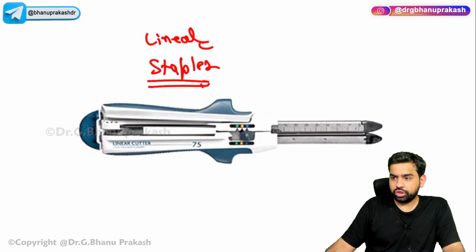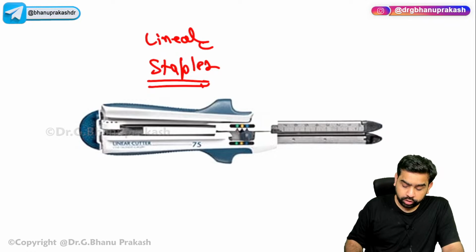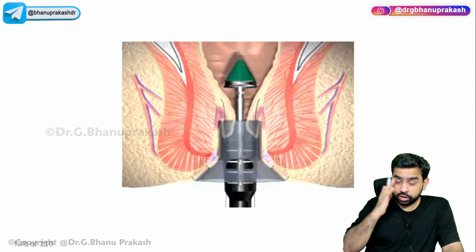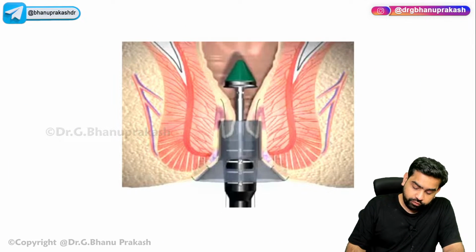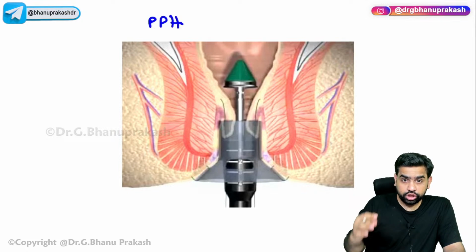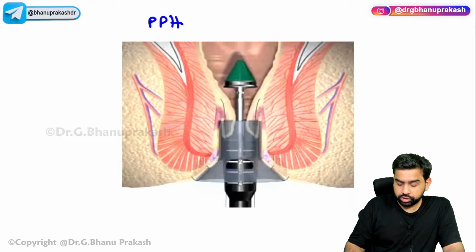I hope you're able to appreciate this. So what is this? This is a linear cutting stapler, which you basically use in patients when you want to perform the bowel anastomosis. Okay, what is this? This is a stapler for the hemorrhoids. It is also called a PPH stapler. That is the procedure for prolapsed hemorrhoids.